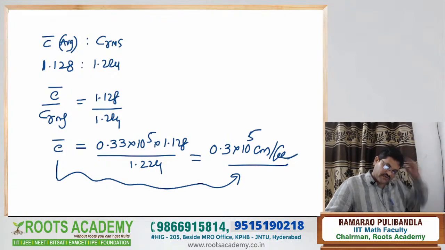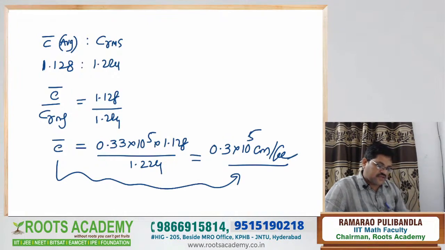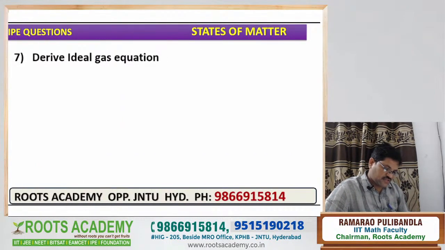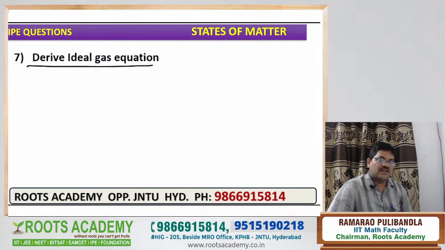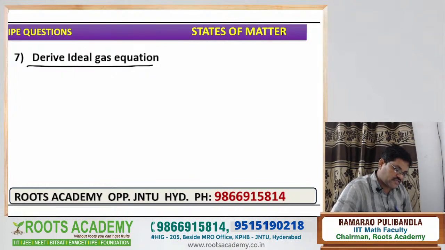In the last session, we completed some questions on states of matter, and we continue with those questions. See the next one. Derive the ideal gas equation. So what is the ideal gas equation? PV is equal to nRT.